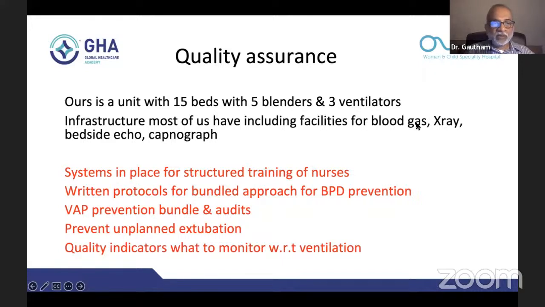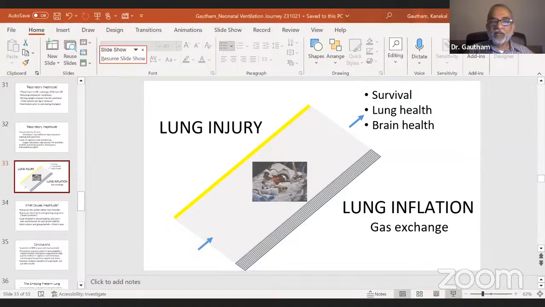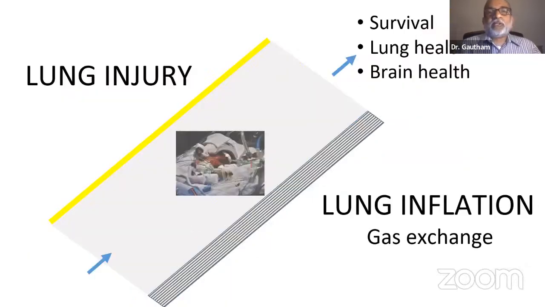Let me share it again. If you remember one thing from my talk, just remember this, that ventilation is a double-edged sword, and our job is to keep the baby in the lane so that you support lung expansion and oxygenation and gas exchange, but you avoid causing lung injury and causing problems like VAP, accidental extubations, and also brain injury from instability. So our job is to keep the baby in the middle and balance these both things.